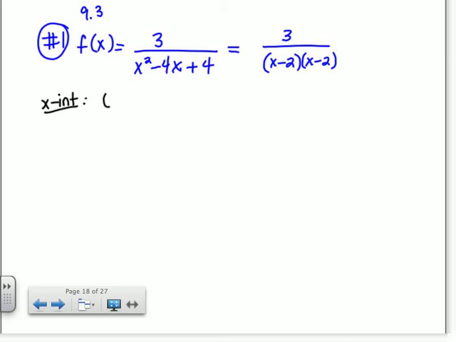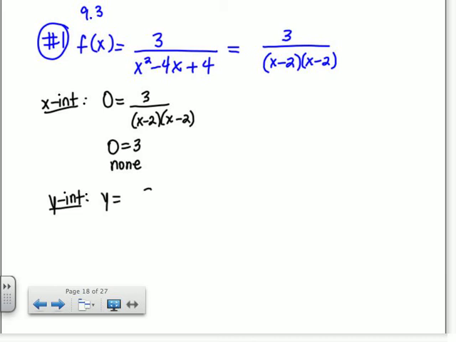So let's start with the x-intercept. For my x-intercept, set 0 equal to your y value, so f of x. So this is what Jasmine was asking about. You get 0 equals 3. That doesn't work, so there's none. There are no x-intercepts. Y-intercept, set x equal to 0. So everywhere you have an x, put 0 in its place. So I have 3 over 0 minus 2 times 0 minus 2. So I get 3 over 4, so 3/4.